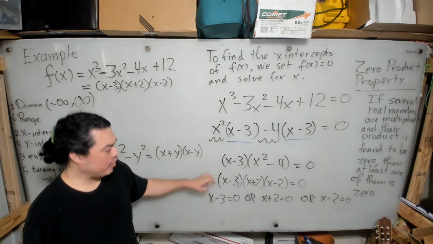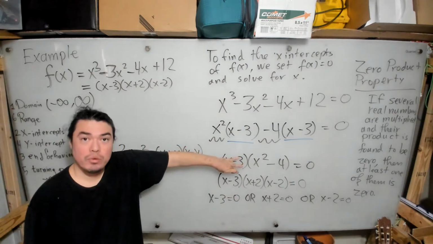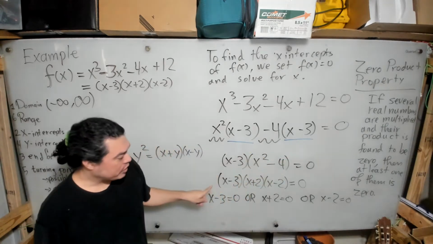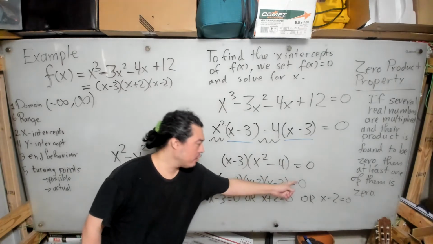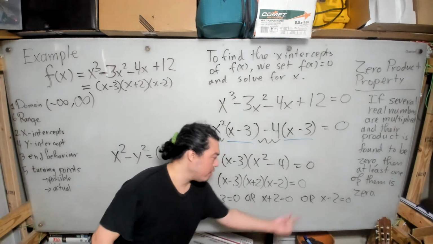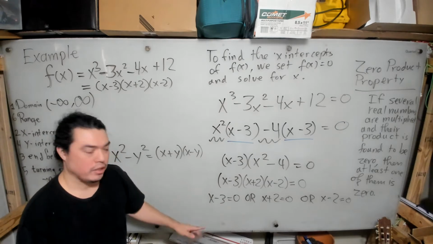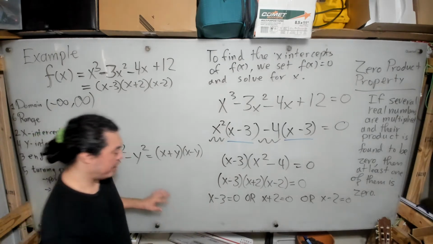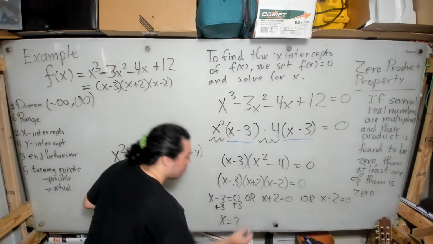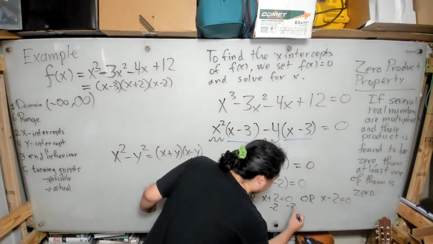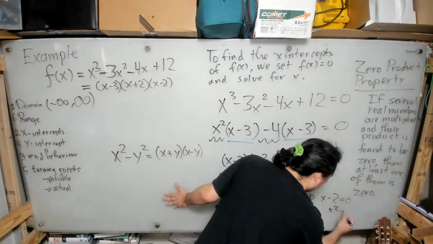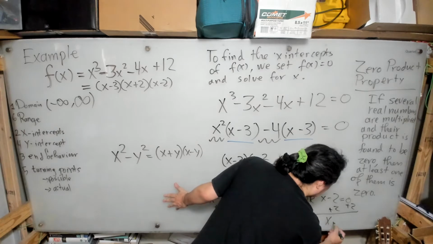Because remember, for any x value, x minus 3 will be a number, x plus 2 will be a number, and x minus 2 will be a number. If I'm forcing those three numbers to multiply to give me 0, then one of these has to be 0. For this one, I can add 3 to both sides and I get x equal to 3. What about this one? Minus 2, x equals negative 2. This one, plus 2, and I get x equal to positive 2.